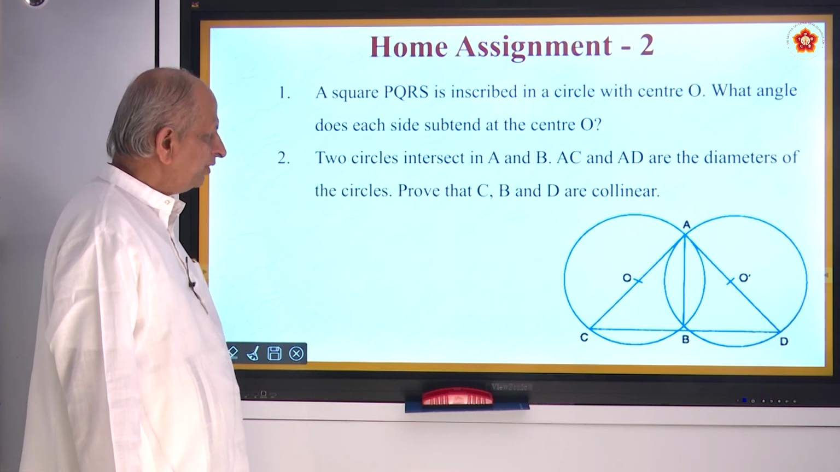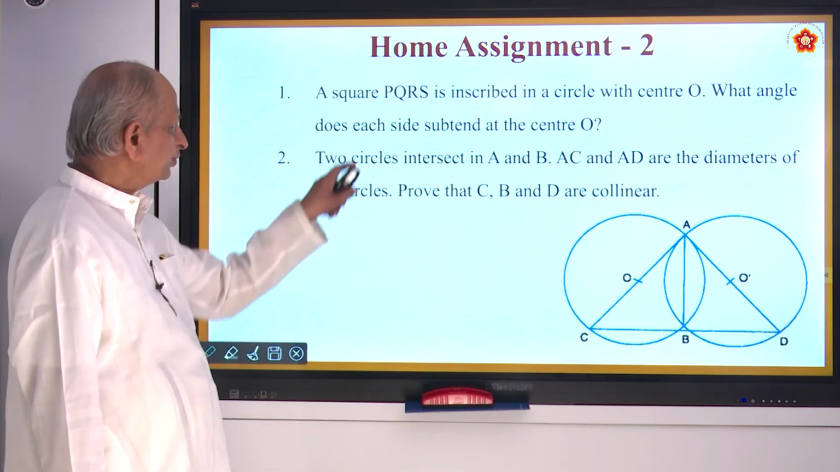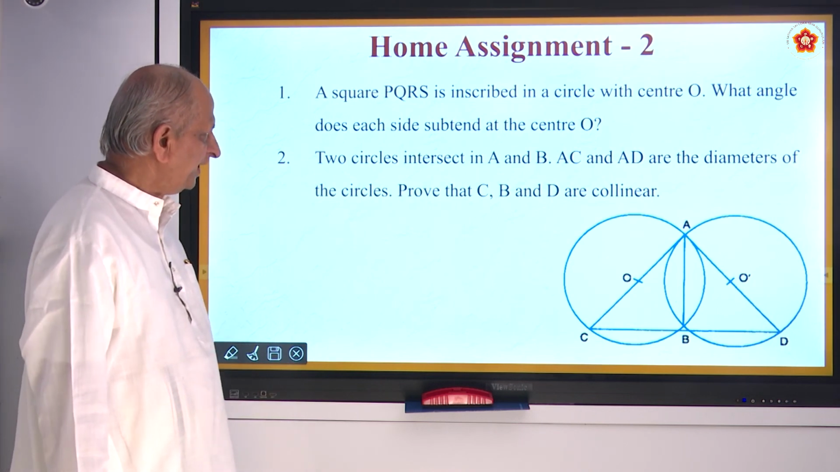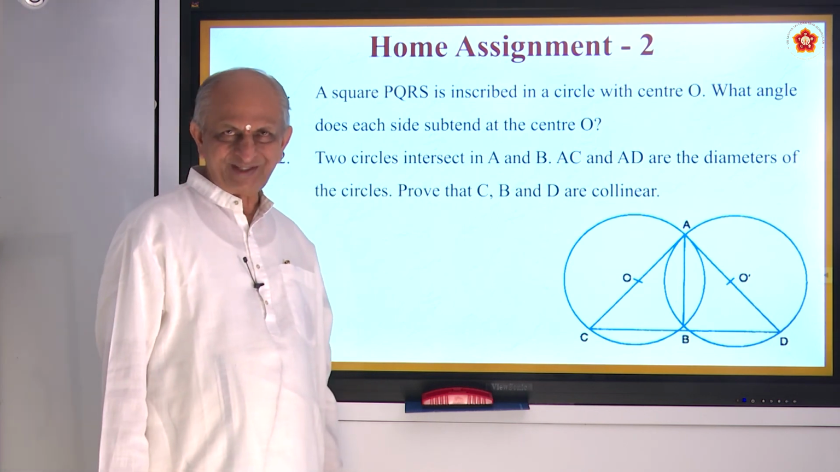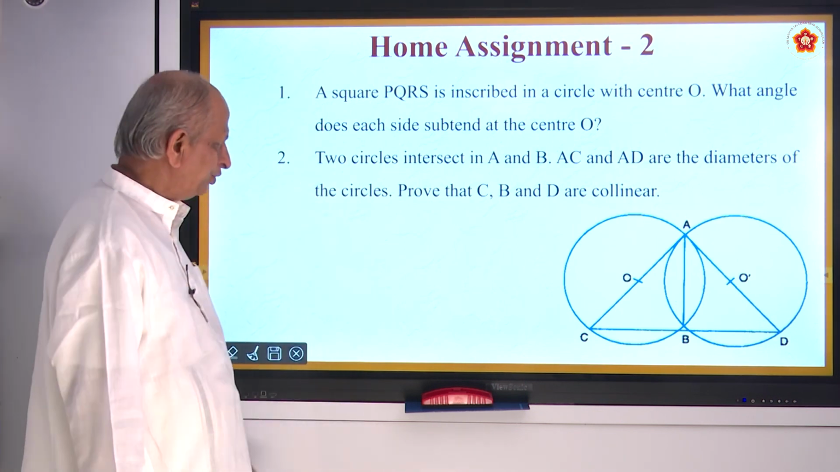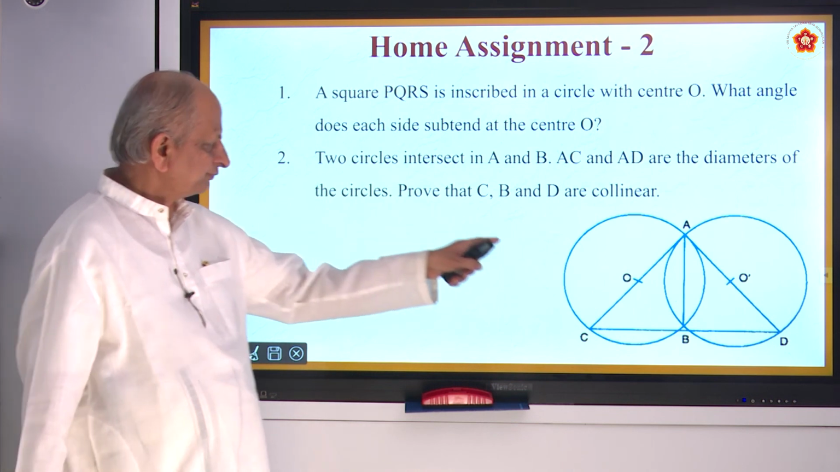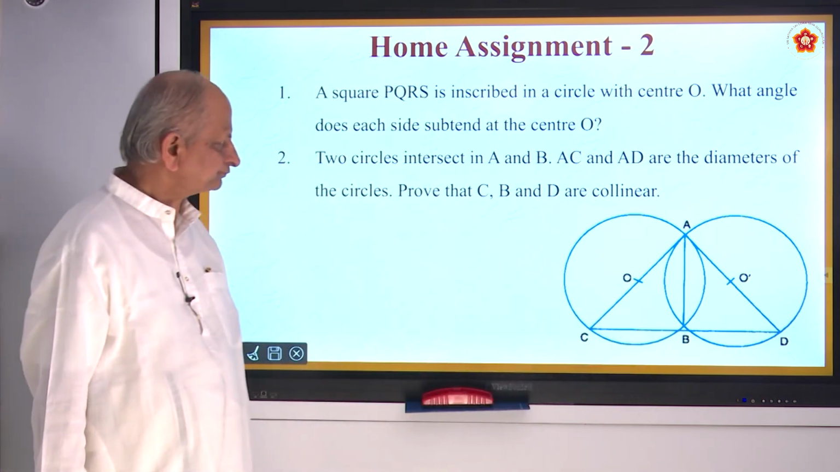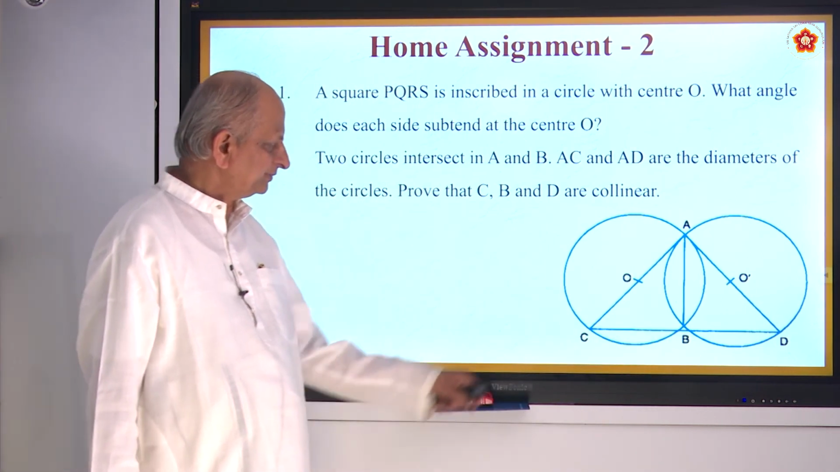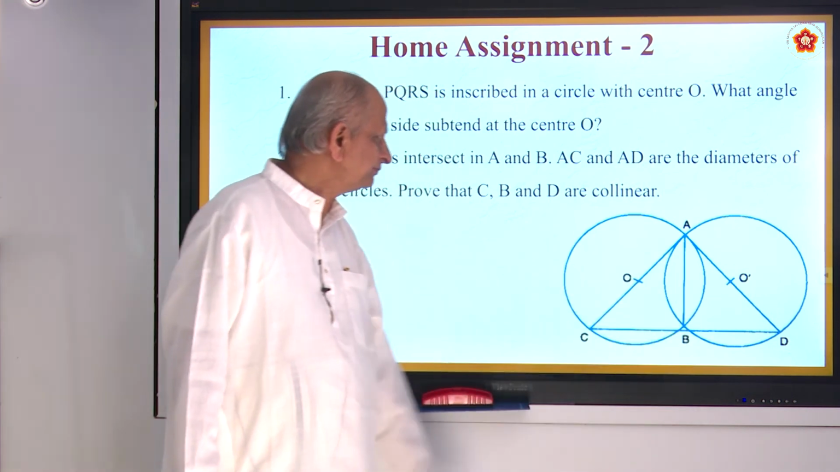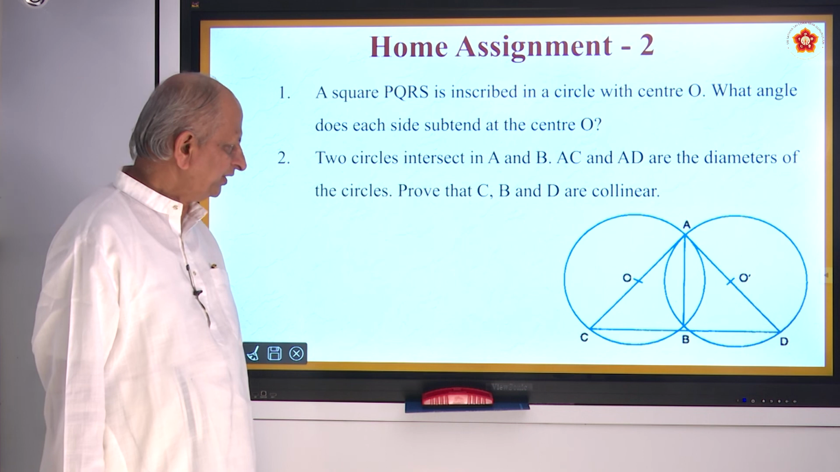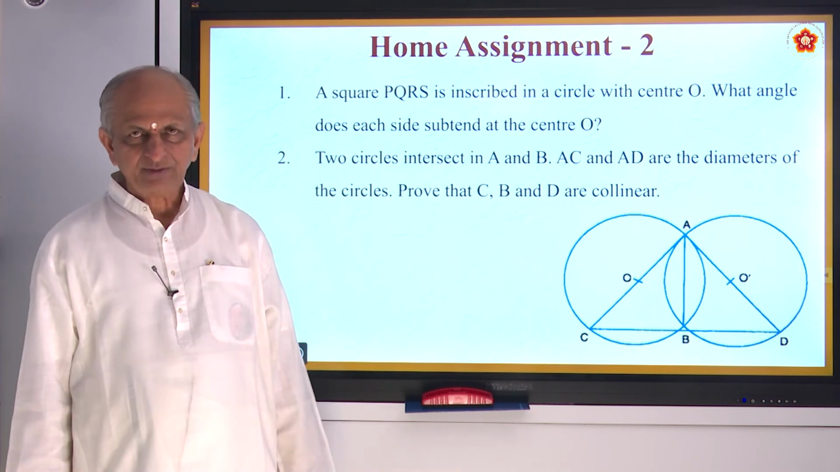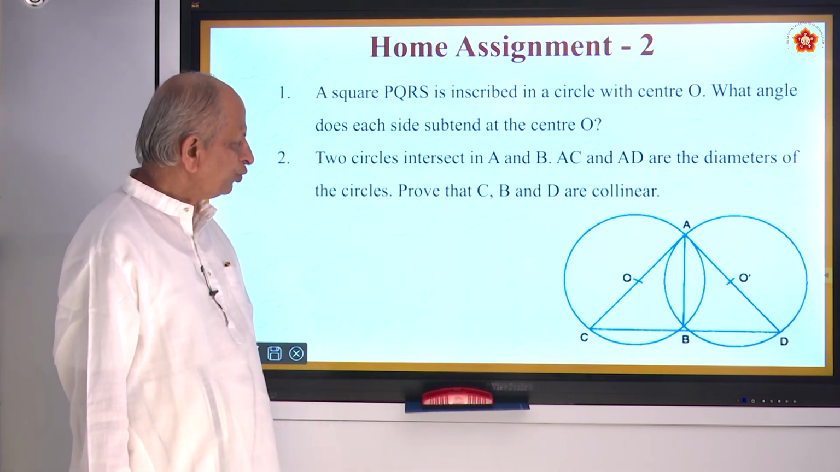Okay. Now let us see the home assignment. A square PQRS is inscribed in a circle with center O. What angle does each side subtend at the center? Can you do it? Super. Try to do it. Here are 2 circles, and they intersect each other at A and B. AC and AD are the diameters. AC is one diameter, AD is another diameter of the circle. Prove that C, B, D are collinear. Collinear means what? They lie on the same line. So these are the 2 homeworks.